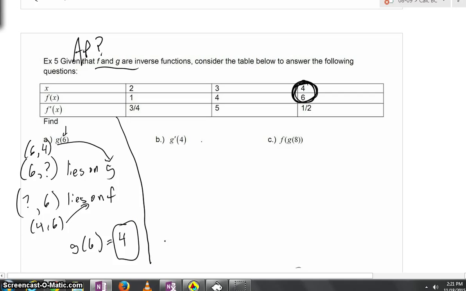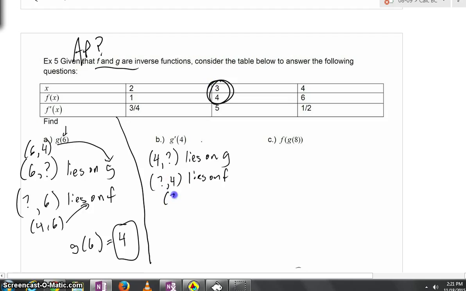The next problem we can do just as well: g prime of 4. Well, let's begin to think about this. 4 comma something lies on g. That means something comma 4 lies on f, and it's a different point. I hope you can see from the table that 3 comma 4 lies on f. That means 4 comma 3 lies on g.